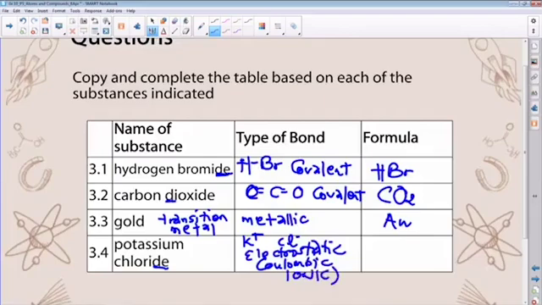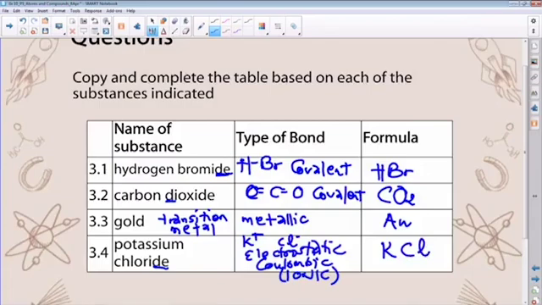So the response that we're looking for is ionic, but remember, ionic consists of electrostatic forces between the cation and the anion, between a metal and a non-metal. So there's one potassium, we always start with the positive one, followed by the negative, one chlorine atom. So for that reason, it gives us KCl.